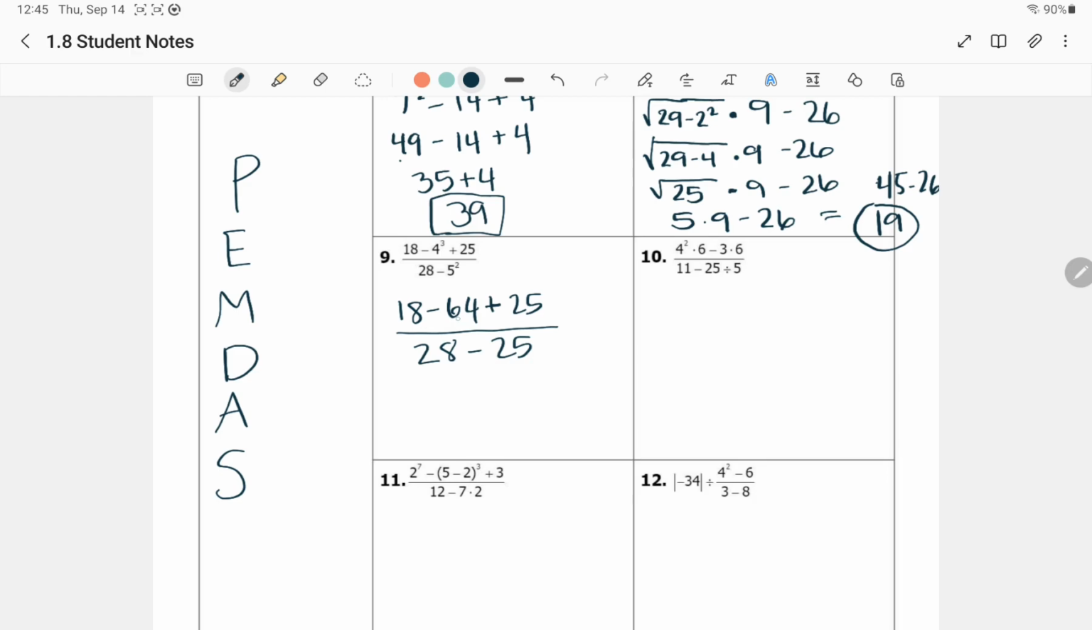So 18 minus 64 is negative 49 plus 25 over 28 minus 25 is 23. Nope, just kidding. Not 23, just 3. Oh, I keep writing 23. It's just 3. And so this is going to be negative 49 plus 25 will give me 24. Negative. Negative 24 over 3, which is negative 8.